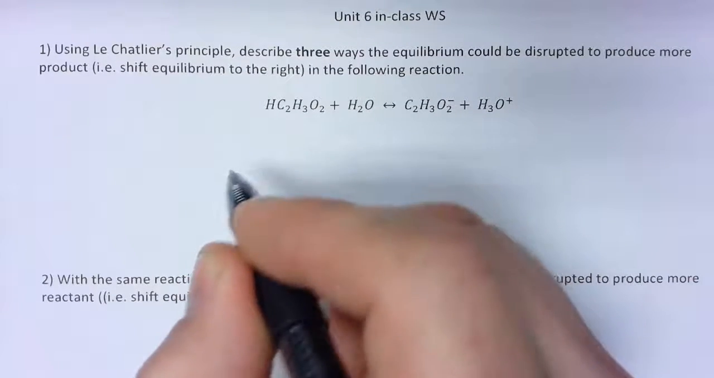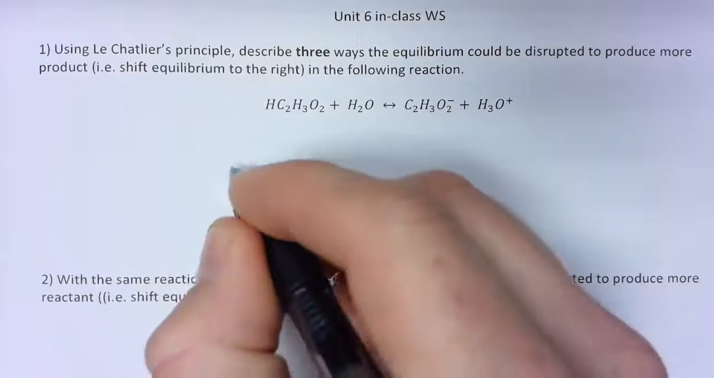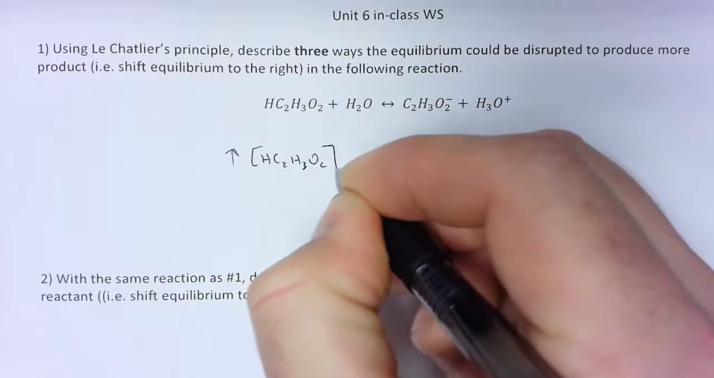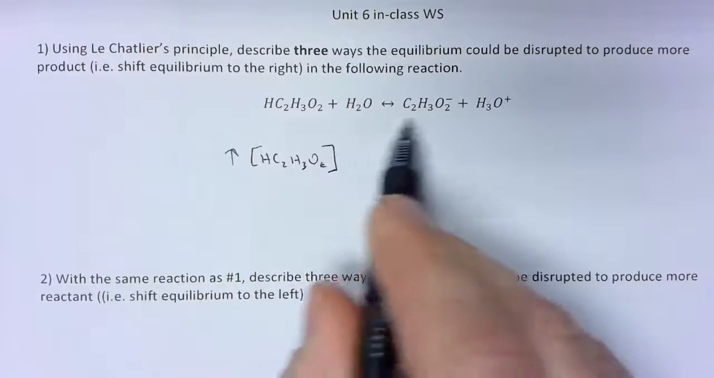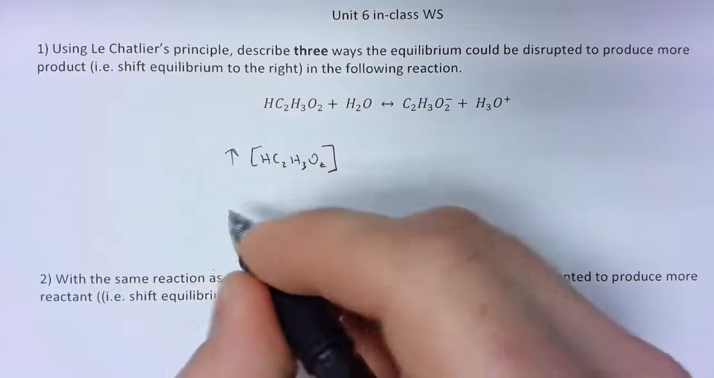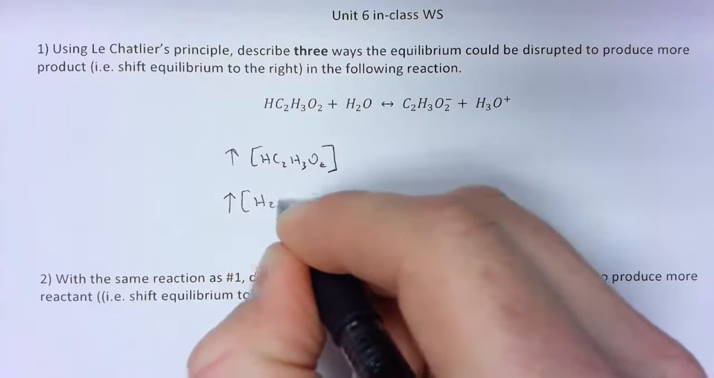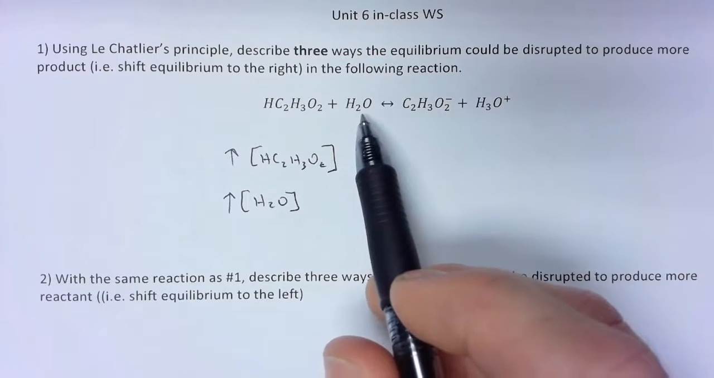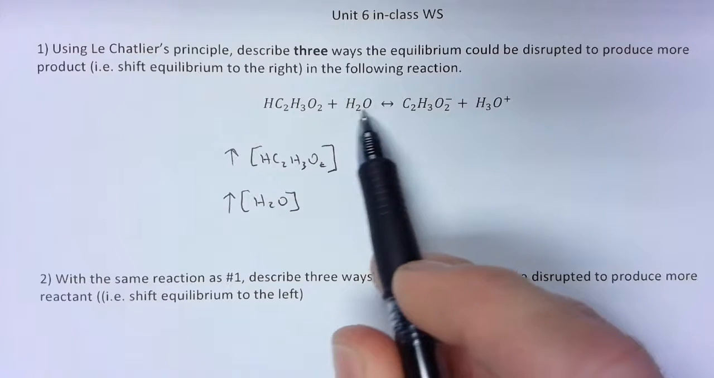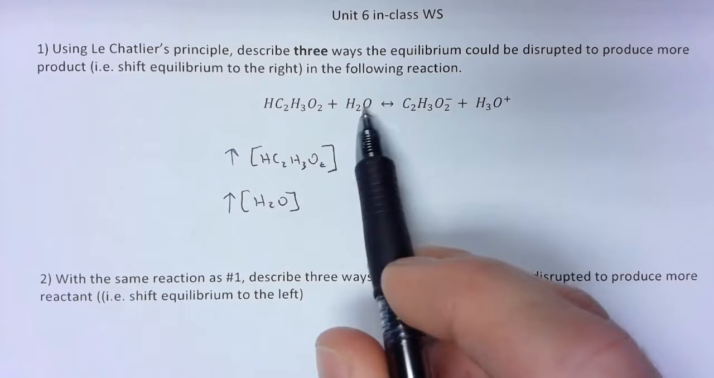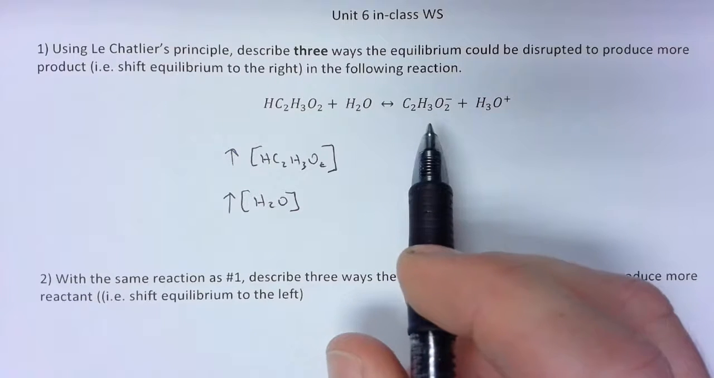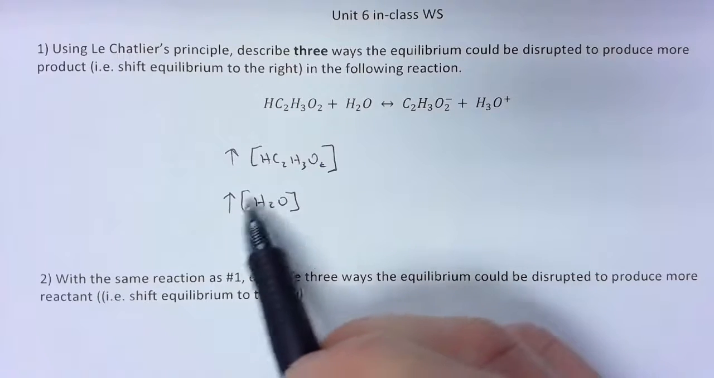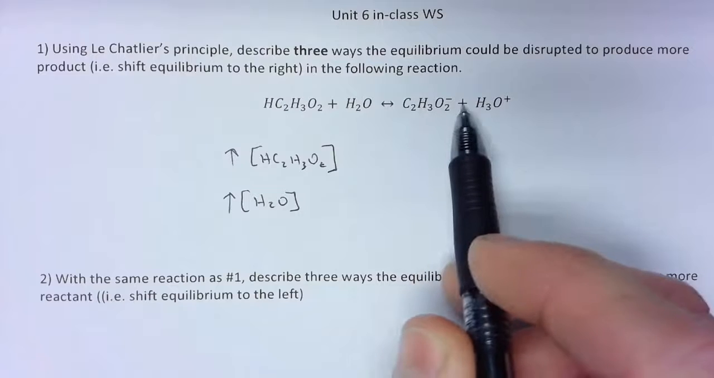First thing we could do is to increase either of these reactants. So we could increase the concentration of HC2H3O2. We could just add more of this, and that will shift the equilibrium to the right. We could also increase the concentration of water, although practically speaking, there's going to be more water around than will make an impact. It will be in excess to begin with, most likely, so that will not really have much of an effect. But for the sake of illustrating the concept of equilibrium, let's say that we can add more water. We can increase the concentration of water, which will shift the equilibrium to the right.